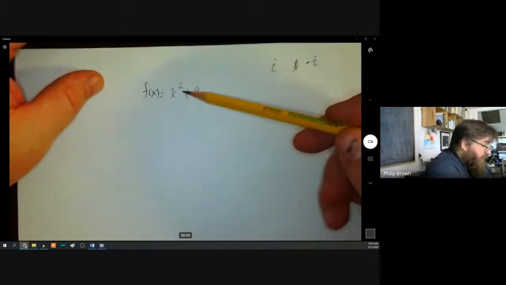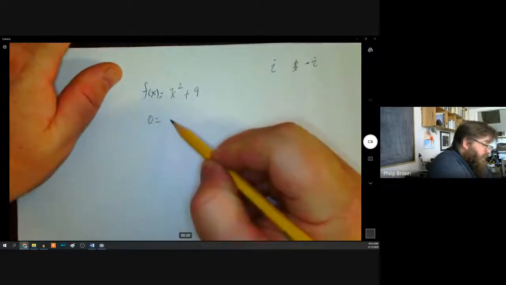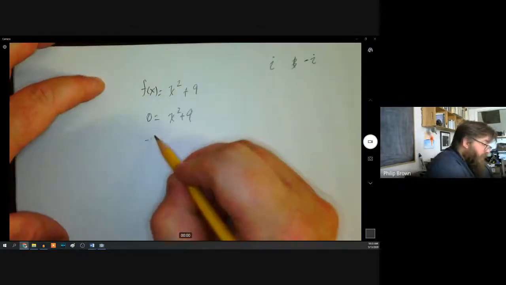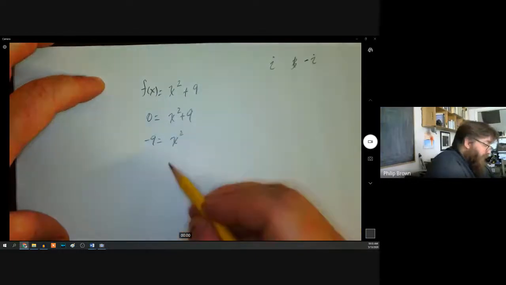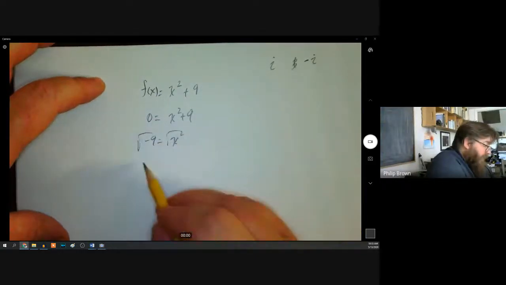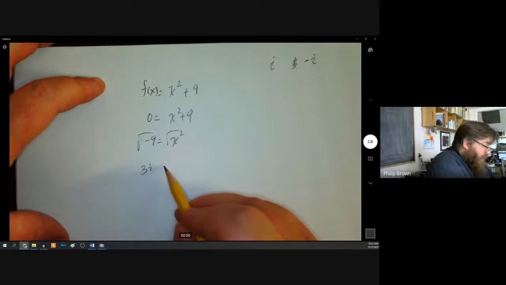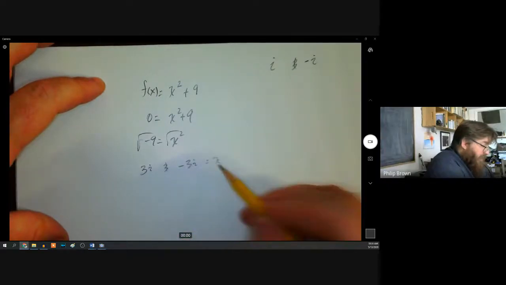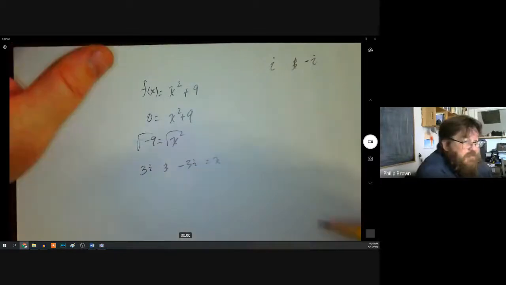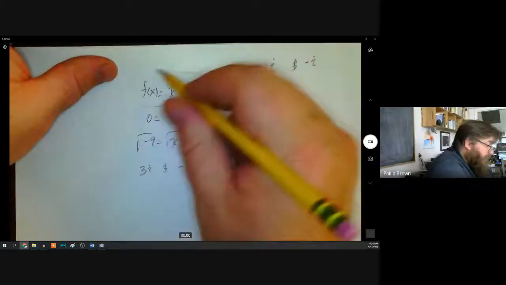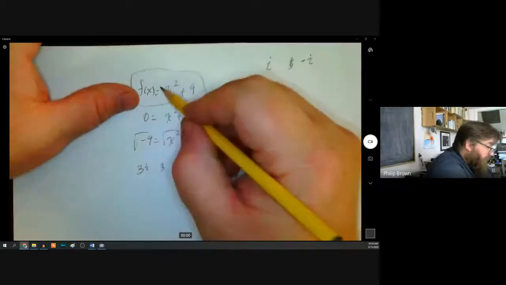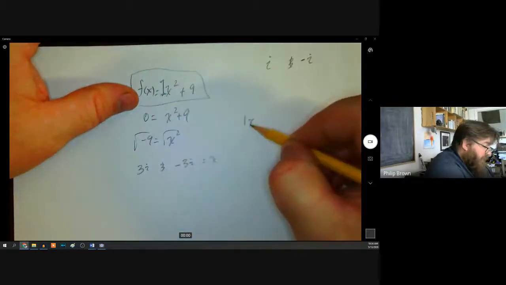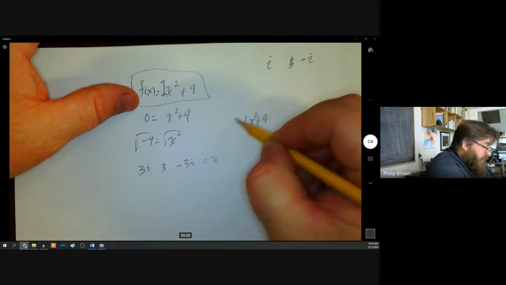If we had this function right here and we went to find the intercepts, this is what we'd get, right? We'd take the square root of negative 9, you get 3i, and you get negative 3i. Those are your x-intercepts. Those are your roots. So this is a polynomial function with real coefficients. So the coefficient would be 1, right? So it'd be 1x squared plus 9.